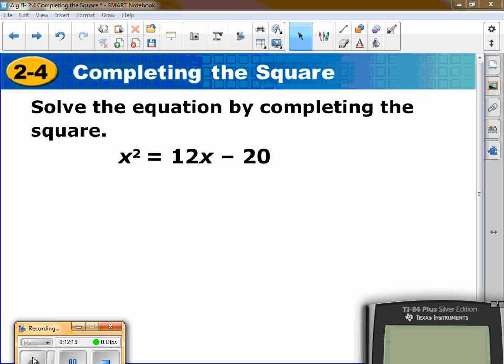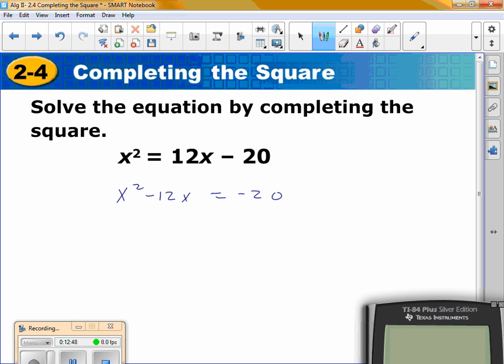I have the problem x squared equals 12x minus 20. When you complete the square, move all the variables to one side, all the constants to the other. So the 12x needs to move. How do I move it? Subtract it. So x squared minus 12x equals negative 20. Our second step is look at our A. What is our A value? 1. So we're good. We can move on.